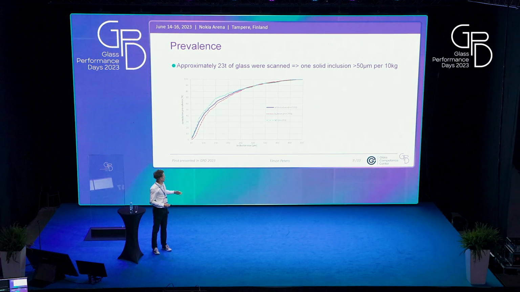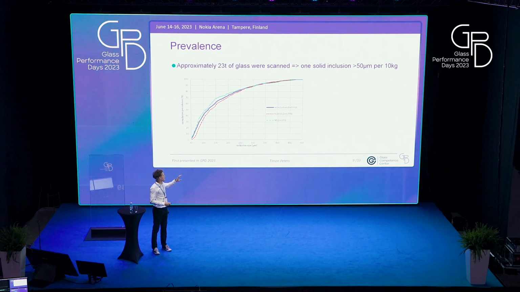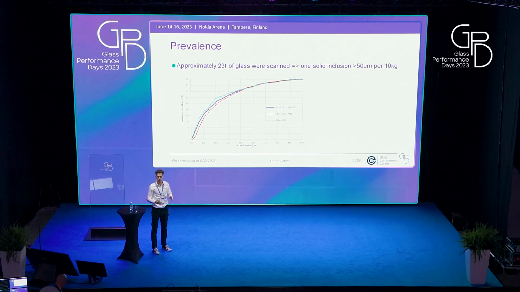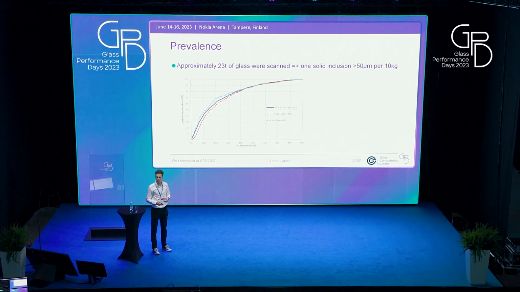And we had about 2,300 inclusions, so 1 inclusion per 10 kilos of glass. And we were only looking for solid inclusions above 50 micrometers because nickel sulphide usually only becomes critical above 50 micrometers, and it's usually a solid inclusion, so no debris floating around or local crystallization of the glass or anything like that.